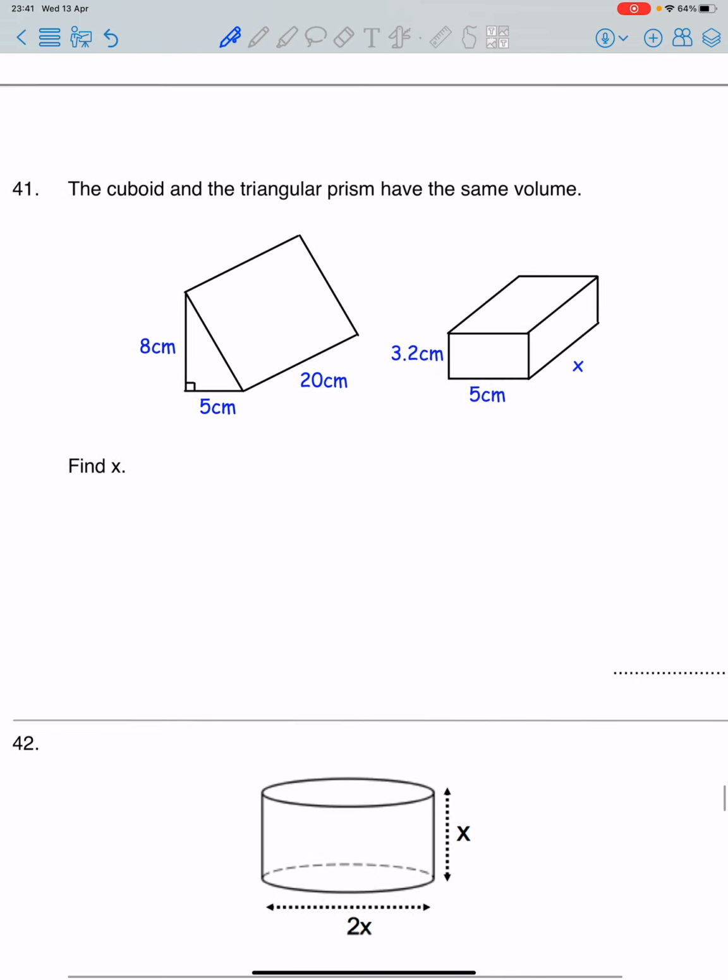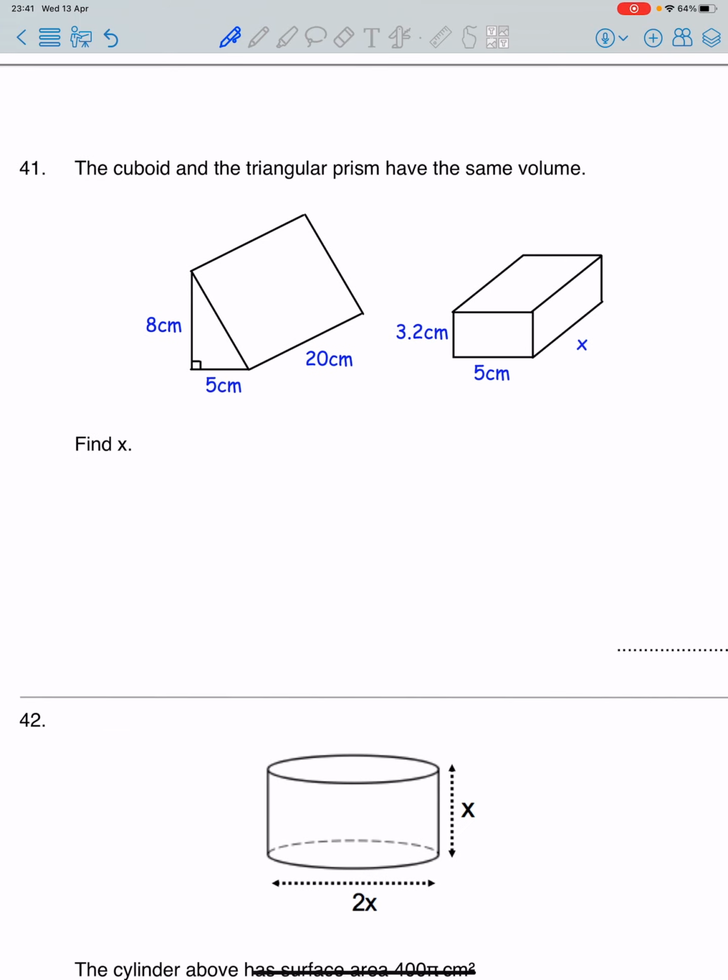Next. The cuboid and the triangular prism have the same volume, and we want to find x. Well, the volume of this is going to be the area of the cross section, which is this triangle, and then we're going to times it by the length, which is this 20. So the area of the cross section is 8 times 5, base times height over 2, and then we're going to multiply that by 20. Okay, so that's going to be 8 times 5 is 40, divided by 2 is 20. 20 times 20 is 400.